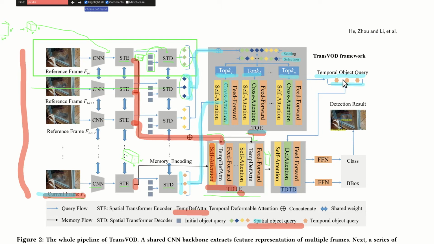These feature-richer temporal object queries are then consumed by the module called Temporal Deformable Transformer Decoder. As input, it gets these queries and also the encoded feature vectors we got from the last frames.